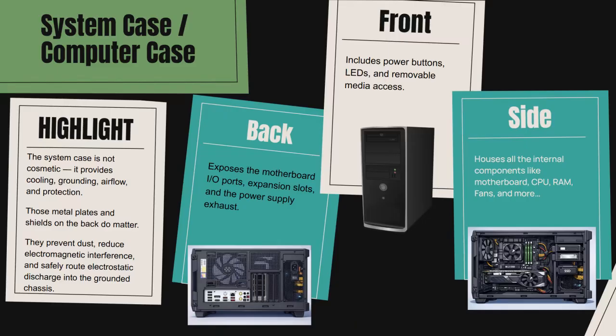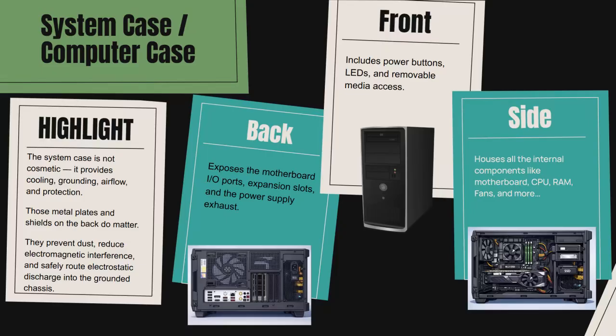The system case is not cosmetic. It provides cooling, grounding, airflow, and protection. Tower cases typically open to the side. The front panel includes the power buttons, LEDs, and removable media access. The rear panel exposes the motherboard I/O ports, expansion slots, and the power supply exhaust.